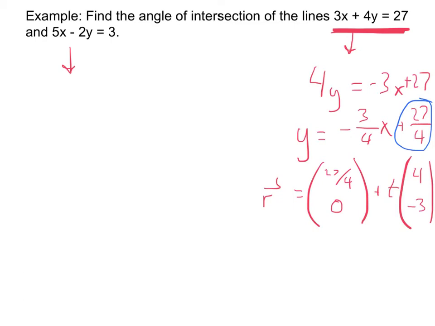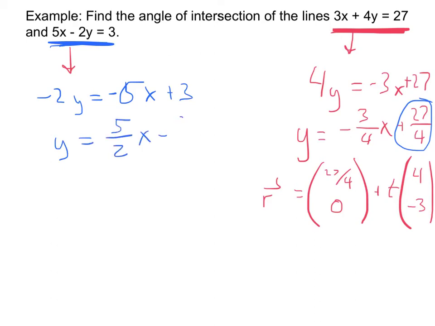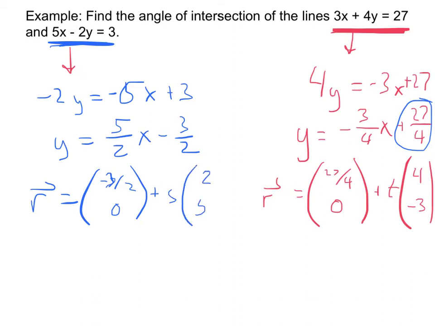Okay? So now I'd like you guys to do this line over here. Take this line and convert it all the way down to vector form just like we did over here. So that should be negative 2y equals negative 5x plus 3. So that means y is 5 halves x minus 3 halves. So that means my line will be (negative 3 halves, 0). That's my point that's on the line. That 3 looks kind of ugly, but again, we're going to be ignoring it anyway. Plus s, or t, doesn't matter, times the vector (2, 5), because we're supposed to sort of flip this over to get those two values.